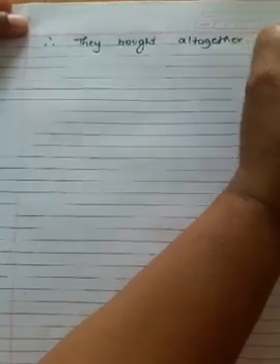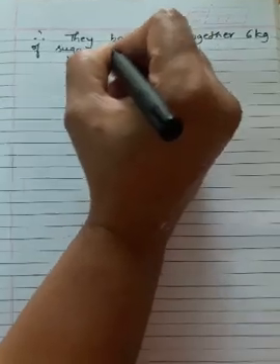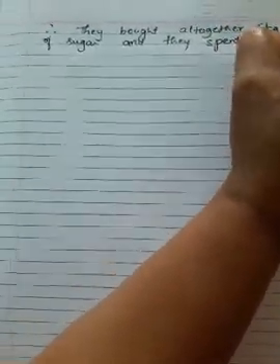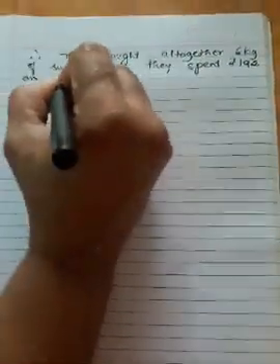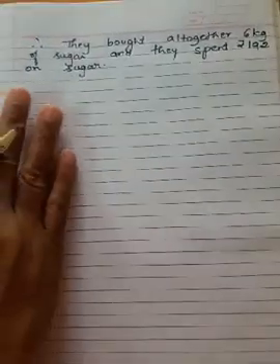Then you should write down the last sentence. So they bought altogether 6 kg of sugar and they spent rupees 192 on sugar. Okay, understood how to solve this? Next, second question.